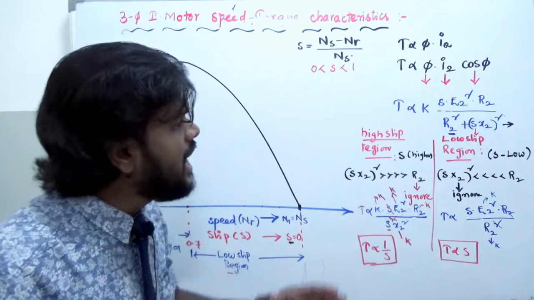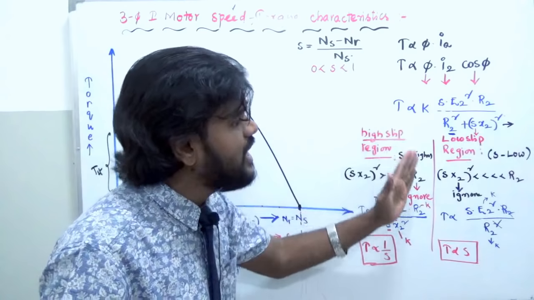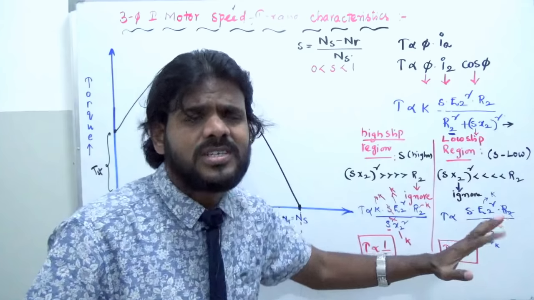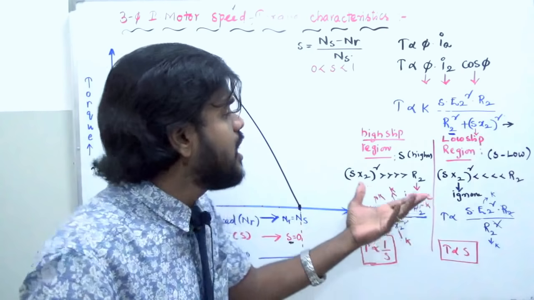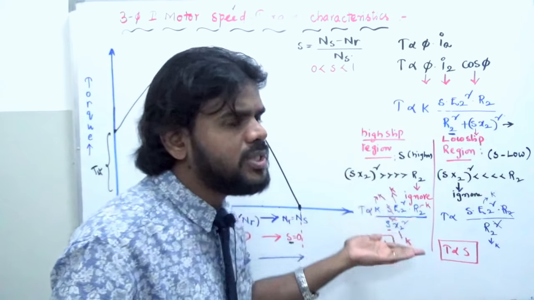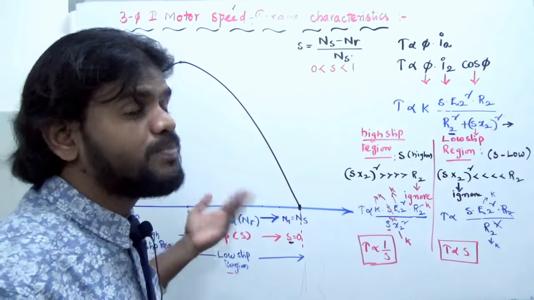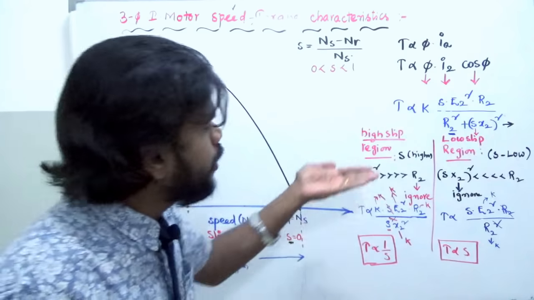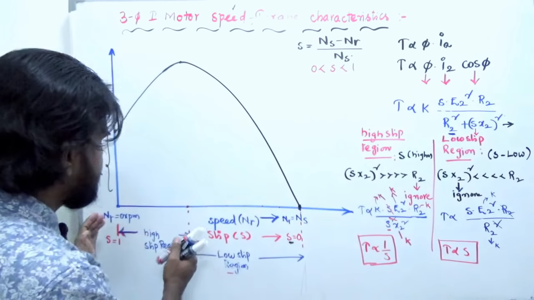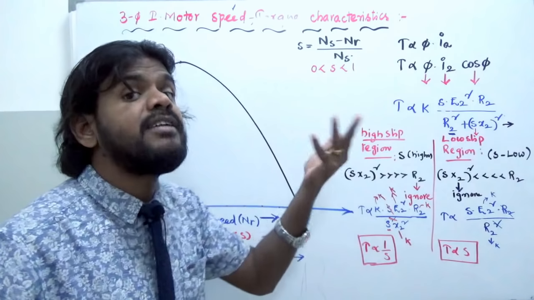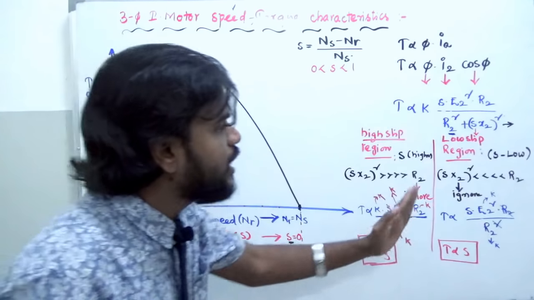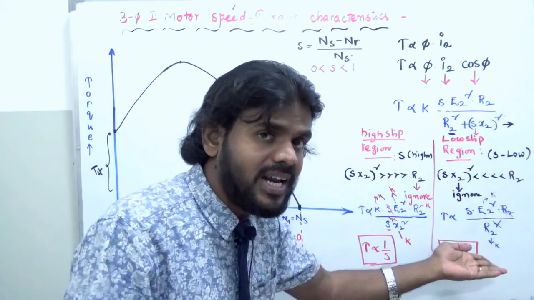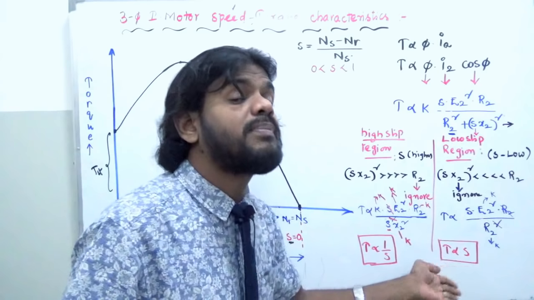As I told in the beginning, I have taken only the torque equation and divided this topic into two different regions, based on the high slip region, how the torque is responding, and based on the low slip region, how the torque is responding. During the high slip region, you will find the torque is inversely proportional to the slip. And during the low slip region, you are able to analyze by yourself that torque is proportional to the slip.